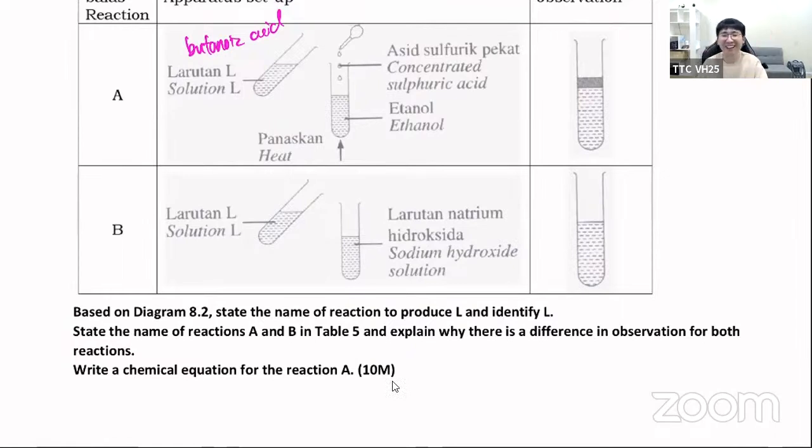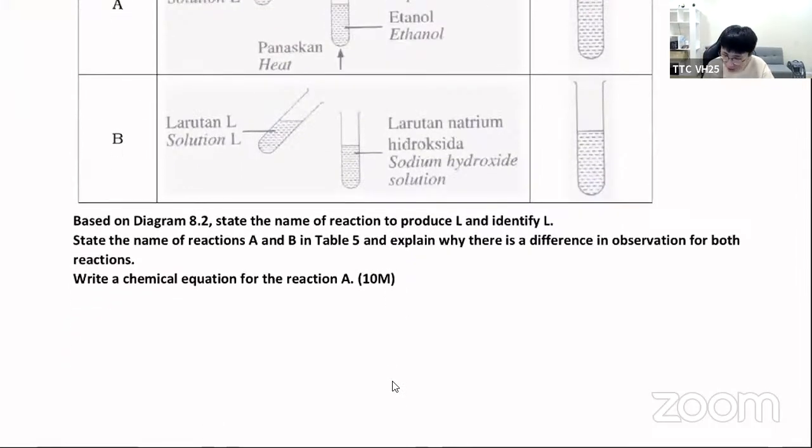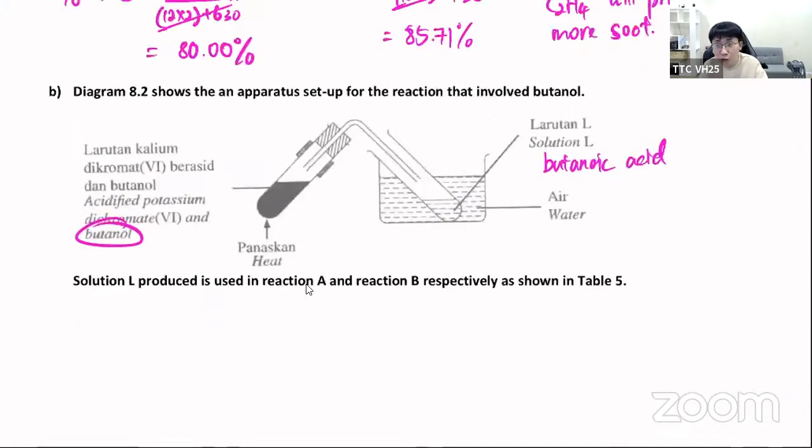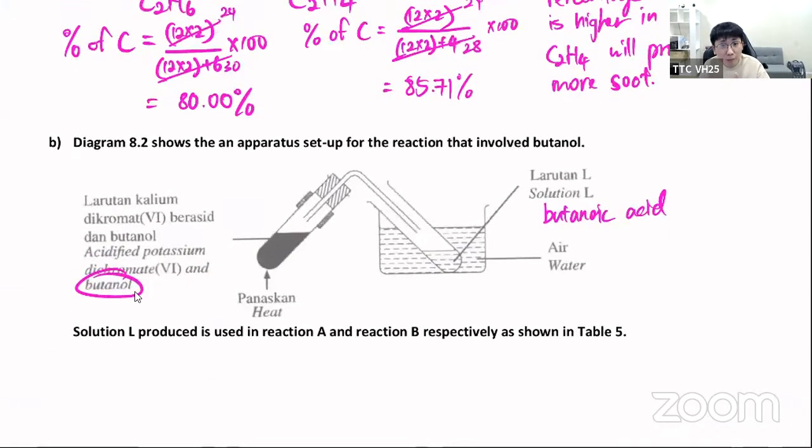Okay, next question. Of course, let's try to list out the names. They say state the name of the reaction to produce L and identify L. Actually, this one is also 2 marks. Wow, so good. Actually, we got 4 marks already. Why got 4 marks? So the reaction name to produce L. Just now, guys, I told you. What do you call the process where your alcohol becomes carboxylic acid? You oxidize it, so it's oxidation.